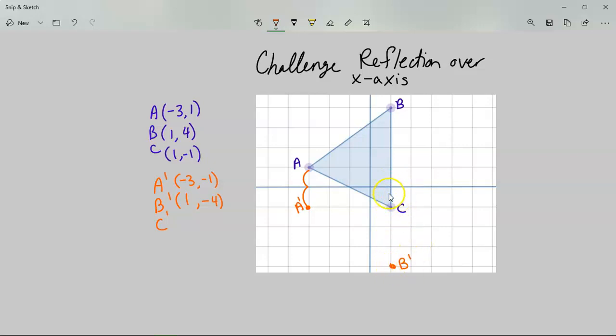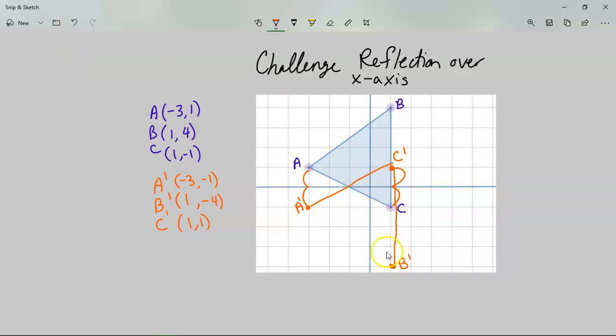And I could just double check. So B is 4 above the x-axis, B prime is 4 below the x-axis. So then C is 1 below the x-axis, so C prime would be 1 above the x-axis. And it's always a good idea, guys, to just check and make sure when you draw your final picture, and again, yours will be easier because you'll use the line tool in Desmos.